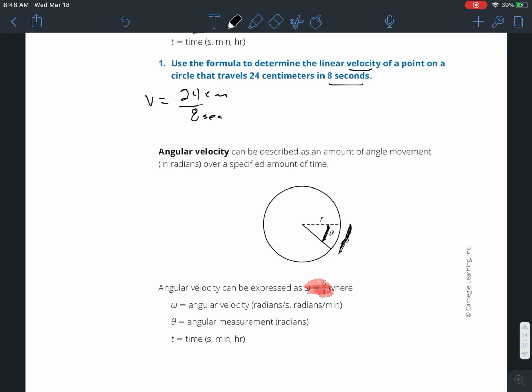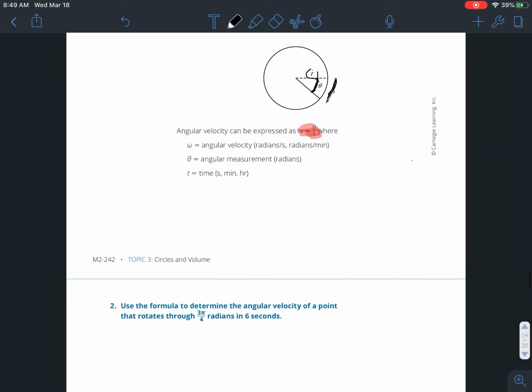Theta is the angle measure, and t is the time. Radians do not come into play right now. I'm going to leave this zoomed up this way just so you can see it.